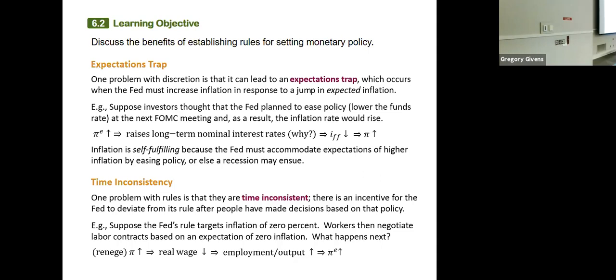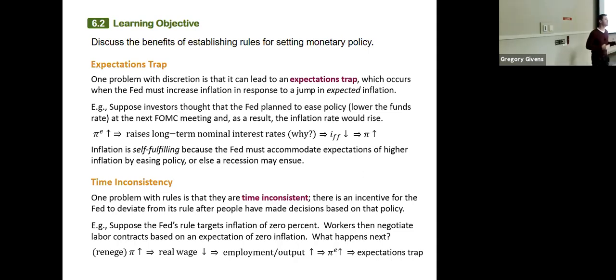All right, the Fed didn't actually target zero inflation. They tried to trick us by generating a little bit of inflation. So our expectations of inflation rise. Well, what happens now if expected inflation goes up? The central bank is right back in one of these expectations traps, where they have to actually accommodate the higher inflation in order to avert the recession, okay?